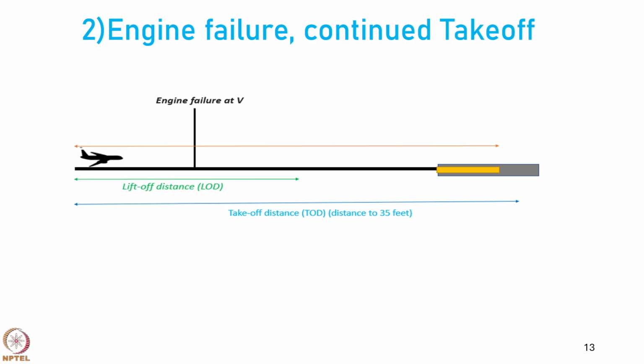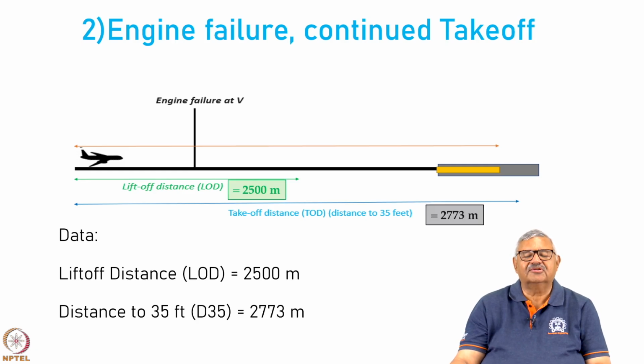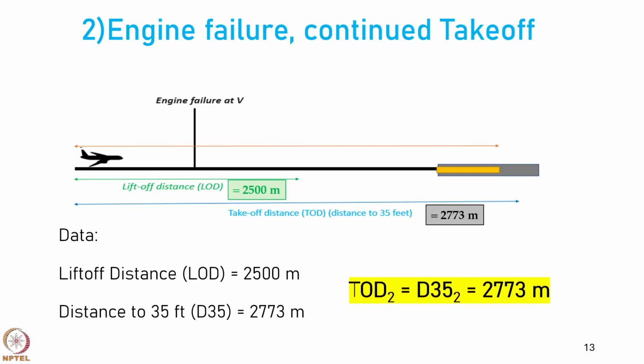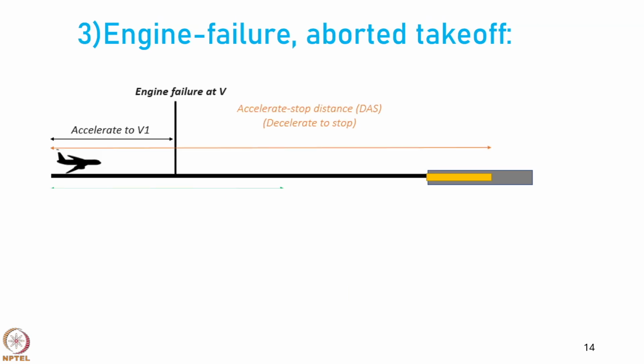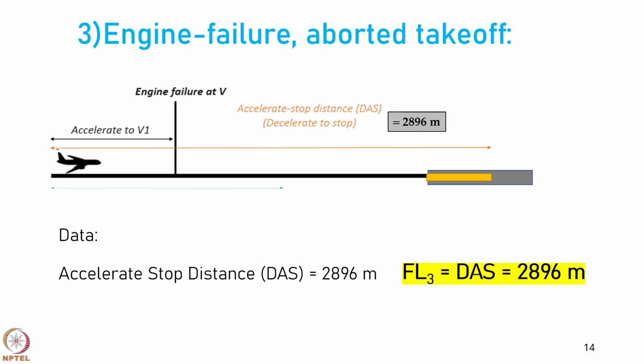Now, we look at the second case, the engine failure continued takeoff case. In this case, the data given to us is that the liftoff distance is 2500 meters and the distance to 35 feet is 2773 meters. So, if you recall, TOD2 is equal to D35, and that is going to be 2773 meters. This is our second parameter to be kept in memory. The third case is the engine failure aborted takeoff case. In this particular case, the data says that the accelerate stop distance for this aircraft is 2896 meters, and therefore, that itself becomes the third estimate for the field length, 2896 meters. This is the third parameter to be remembered.